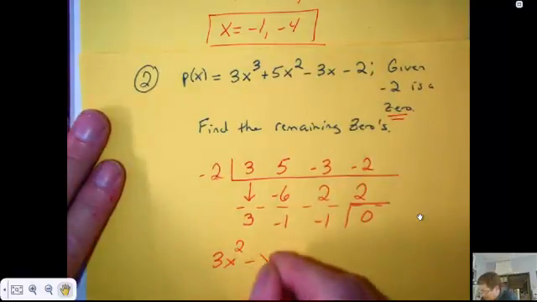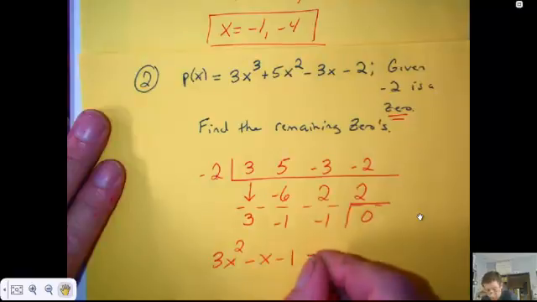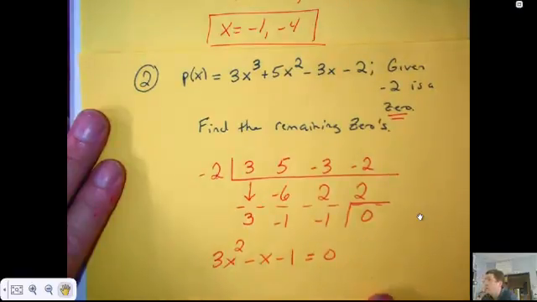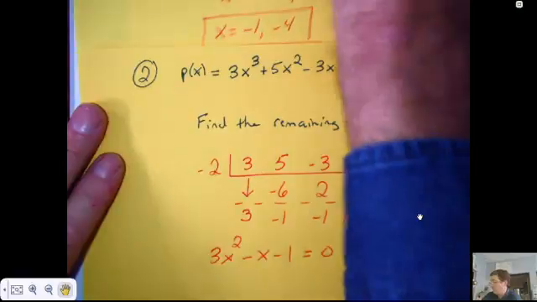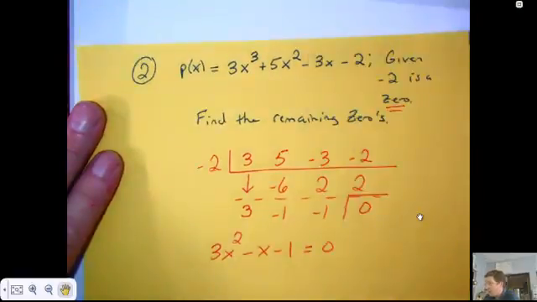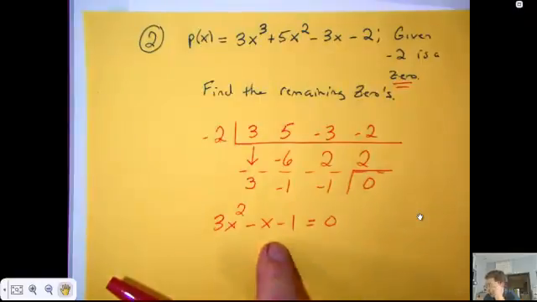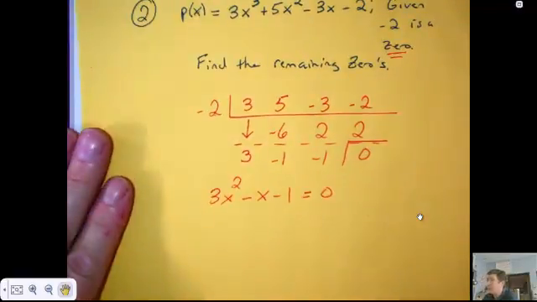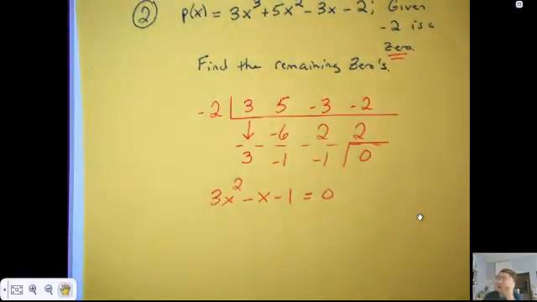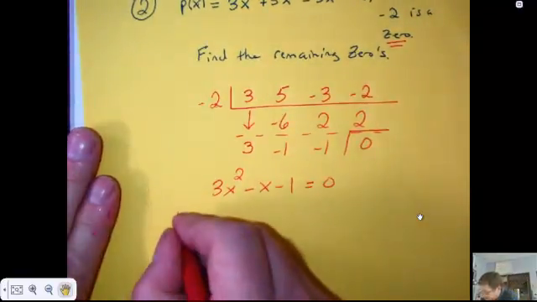3x squared minus x minus 1 equals 0. And then you ask yourself, are there any factors of 3 and 1 that add up to be 1? And that's a problem. There actually aren't. So that means this doesn't factor. And I always suggest don't spend a lot of time factoring, because even if they do factor, you can always use the quadratic formula on them. So it doesn't factor.